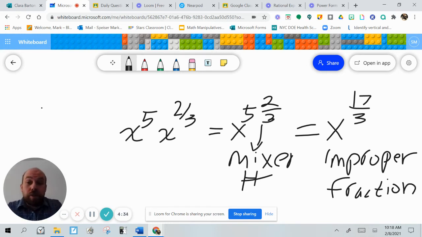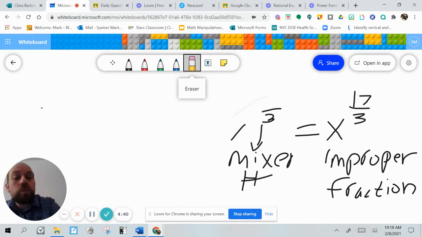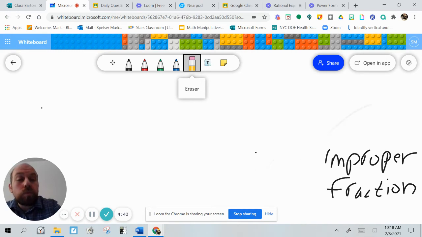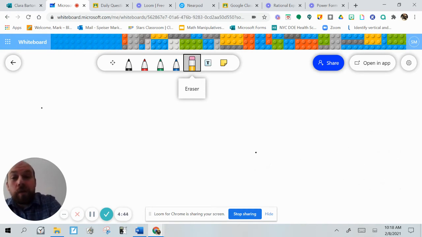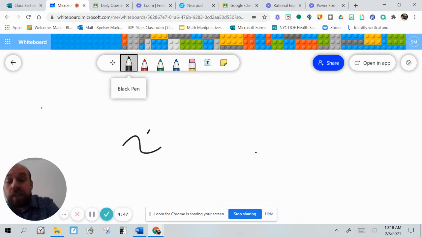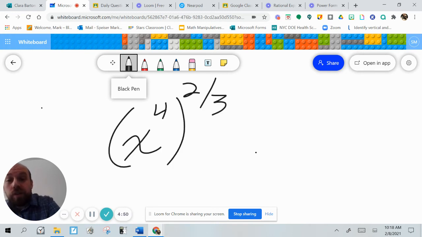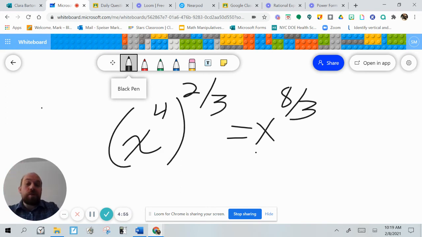One example using power to a power, then one crazy example to wrap everything up. Okay, so power to a power, you multiply. And so x to the 4 to the 2/3. That ends up being x to the 8/3. Just do 4 times 2/3. Remember, it's numerator times numerator.